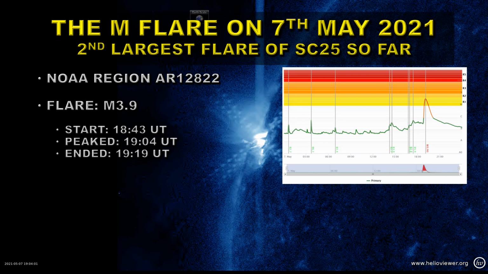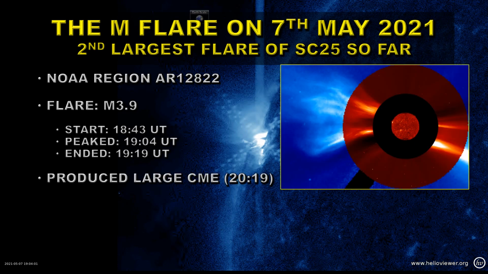Here's the light curve from the GOES X-ray instrument. You can see it goes up into the M class and was classified as an R1 event. It started at 1843 UT, peaked at 1904 UT, and dropped below M level by 1919 UT. It was an M3.9 flare.